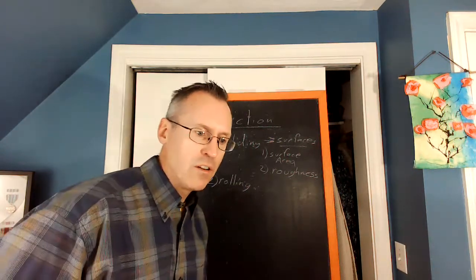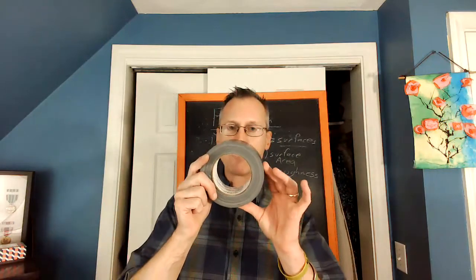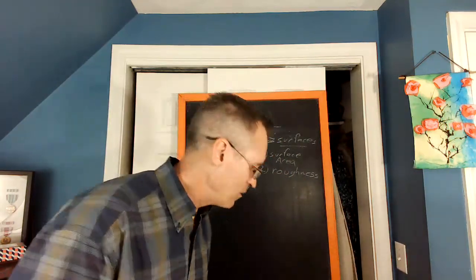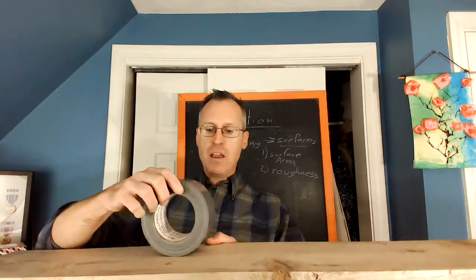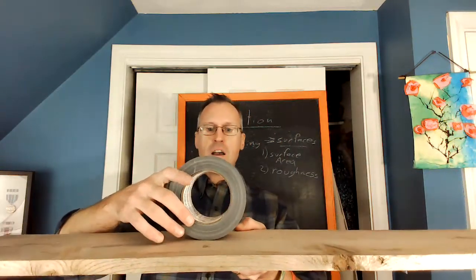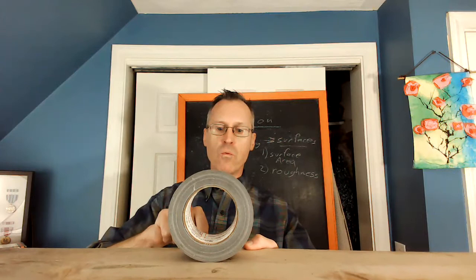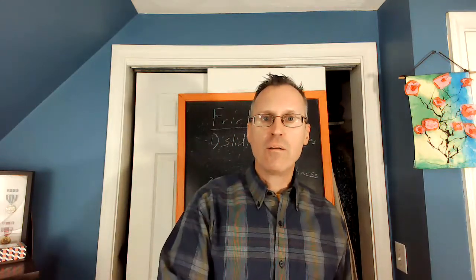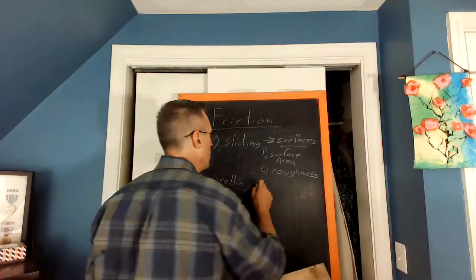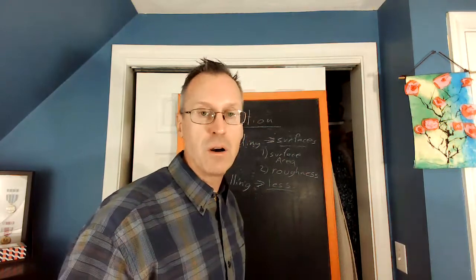Rolling friction is really like sliding friction, except one surface is curved. So here's a roll of duct tape that I got from the basement. When I put it on the incline plane, I have a little bit of surface area there, where the circular object meets the flat object. So rolling friction in general, and make sure you know this, tends to be less than sliding. Tends to be, doesn't always have to be, but it tends to be.